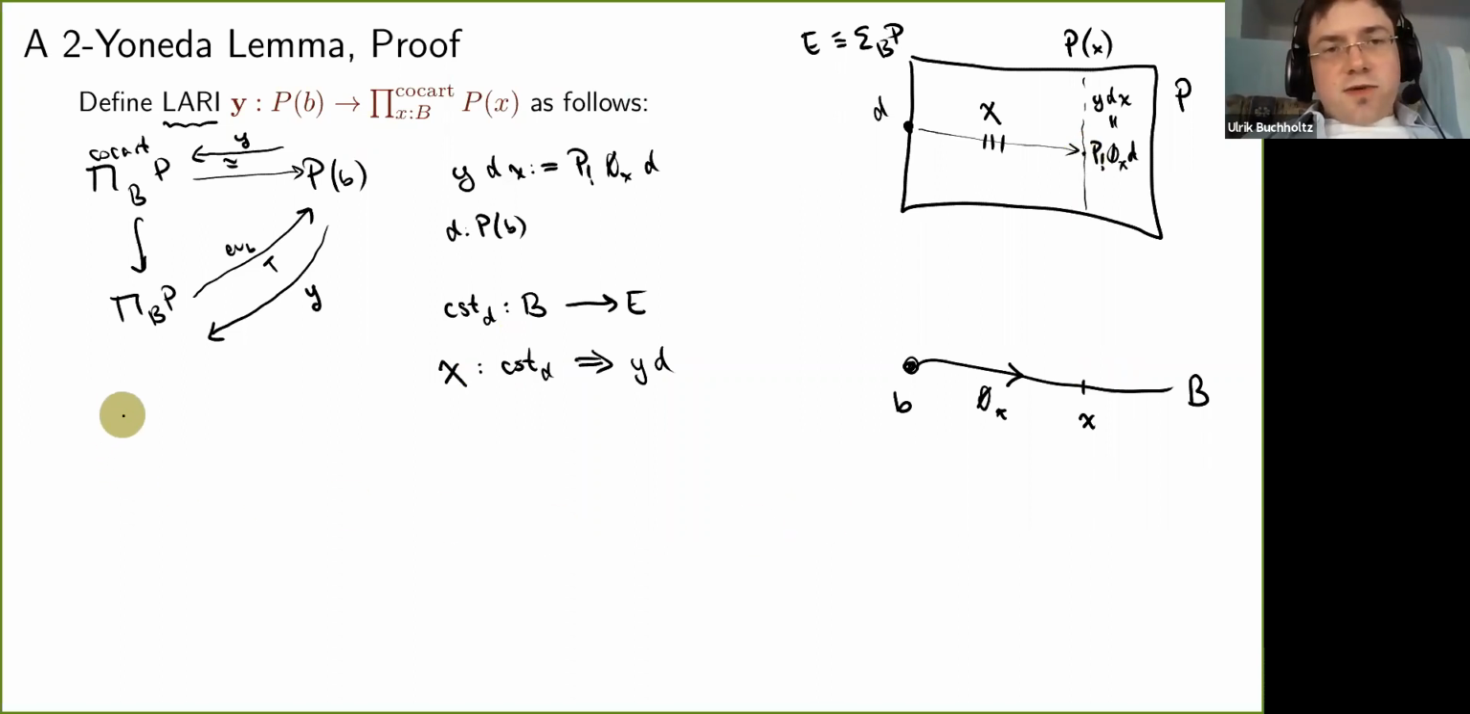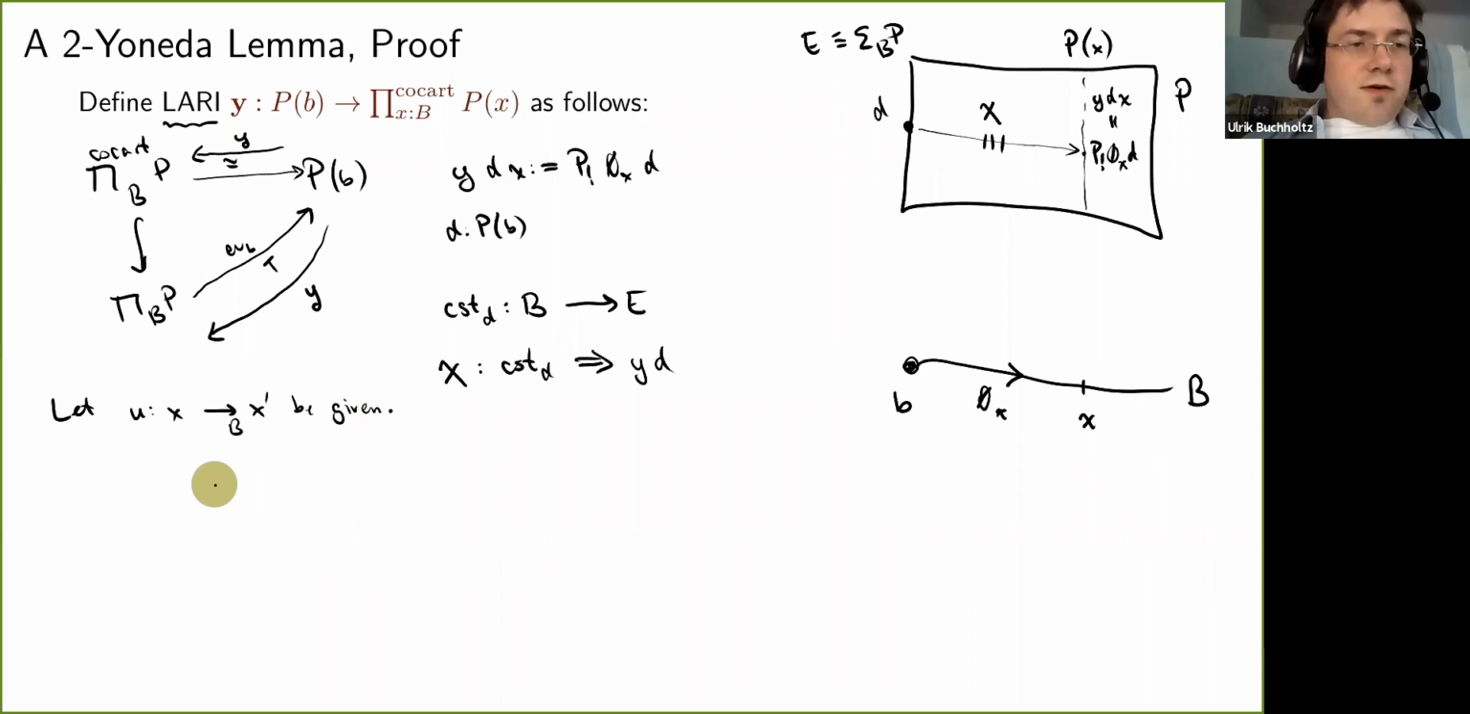So what is a naturality square? And we want to prove that, so let's say let U from X to X prime in B be given. And I want to show that Yoneda at D takes this to a co-Cartesian arrow. But we have the naturality square given by this construction chi. So this means that we have, so at U, D is constant. So then nothing happens here. And then we have this co-Cartesian arrow chi.